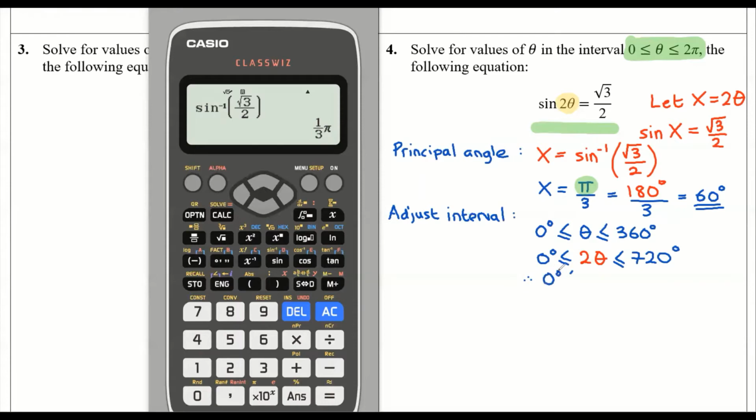All right, so therefore, when we're dealing with this x angle that we found 2 steps previously, we're going to look for the x angles that will satisfy the equation in that interval, but the interval is going to be between 0 and 720. So that's 2 revolutions of the CAST diagram. We're ready to draw the CAST diagram now. So we'll do that.